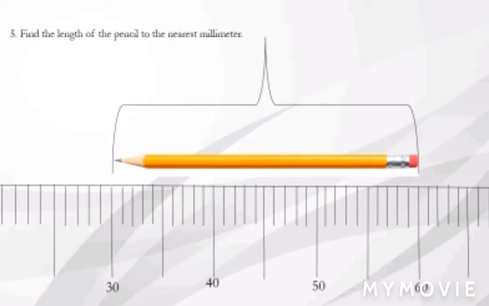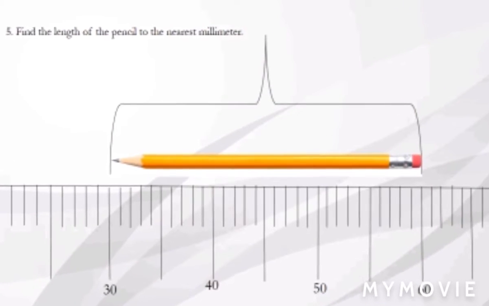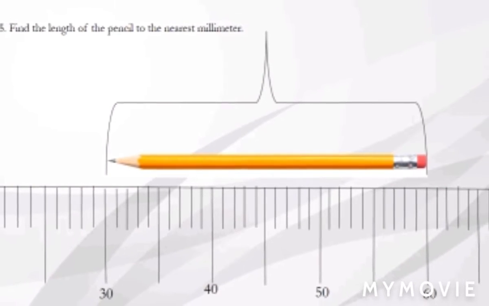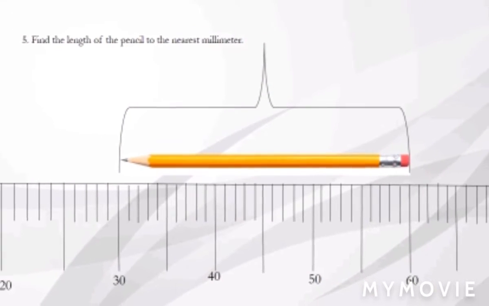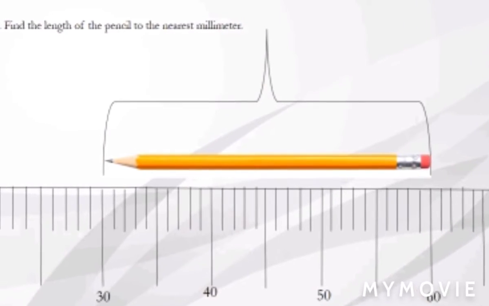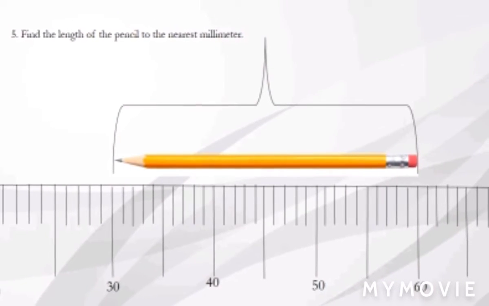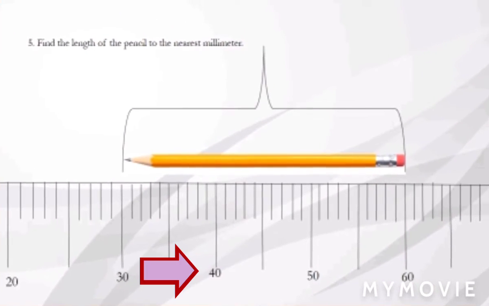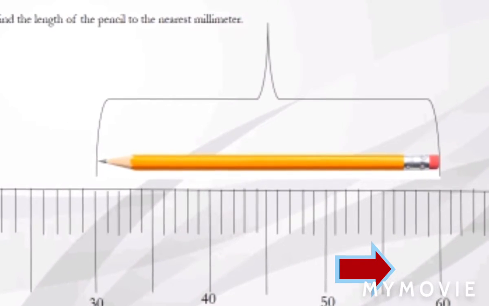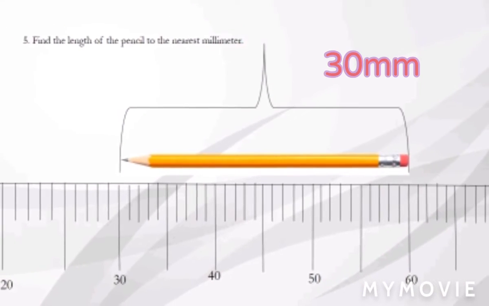So just for example, this pencil started from 30 and it falls on 60. And since we are finding the length of the pencil to the nearest millimeter, we will add all the 10 from 30 to 60. So 10, 20, 30. So the pencil is 30 millimeters.